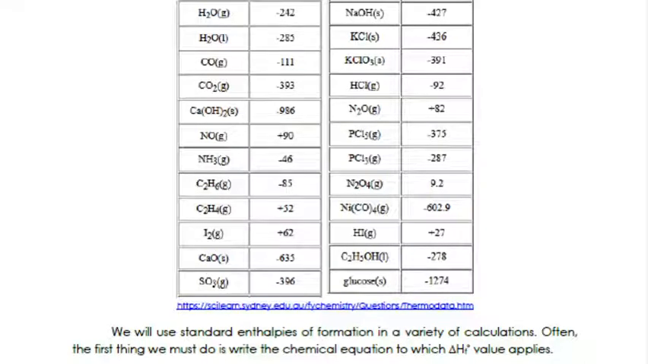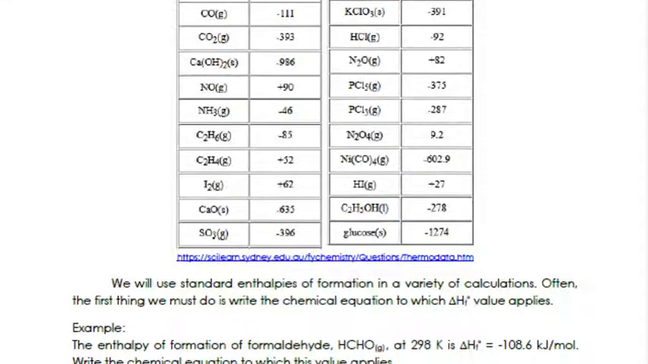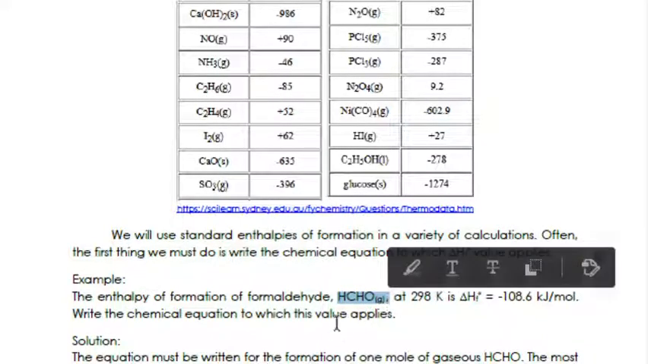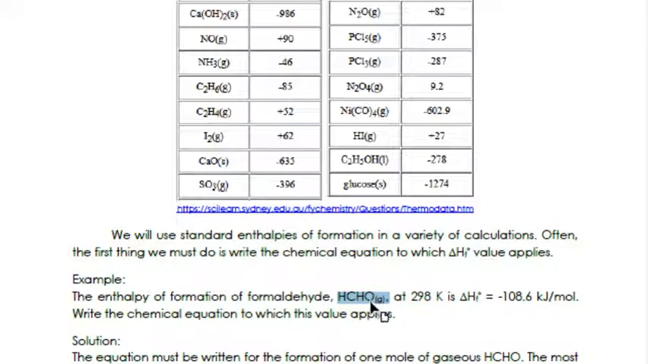So, the example: the enthalpy of formation of formaldehyde at 298 Kelvin is negative 108.6 kilojoules per mole. Write the chemical equation to which this value applies. So, analyzing the formaldehyde, we have the elements H, C, and O.